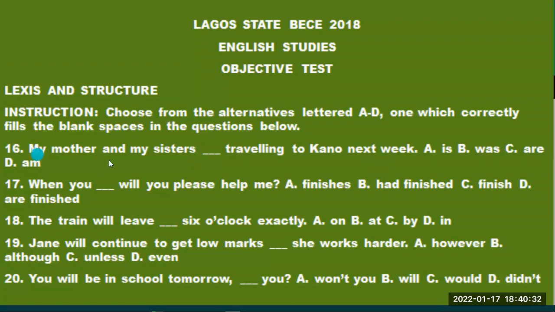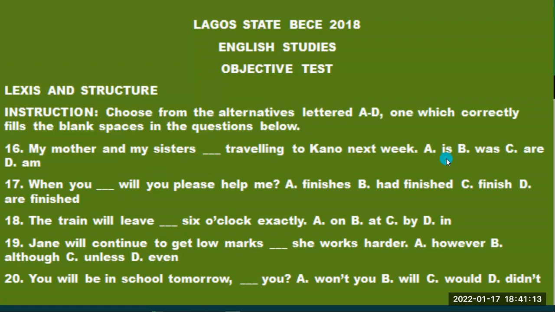Now, my mother and my sisters, this constitutes what we call a plural subject. And the grammatical principle being tested here is the rule of concord, or grammatical concord, if you like. Now, one of the rules of concord states that a singular subject requires a singular verb, while a plural subject requires a plural verb. What we have here is a plural subject, so it requires a plural verb.